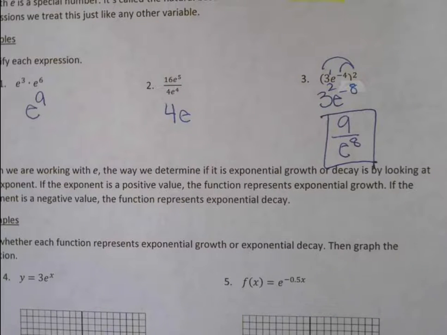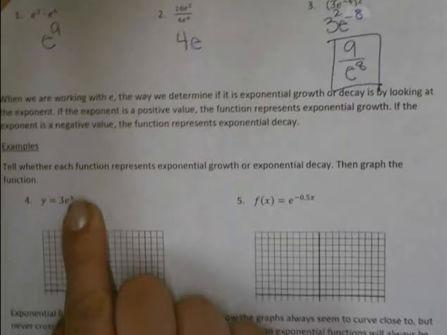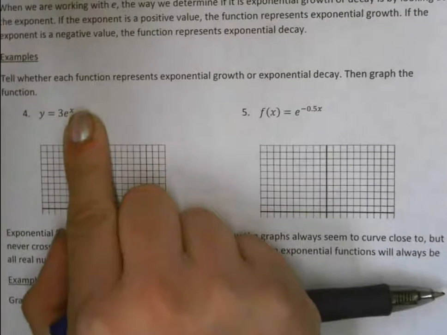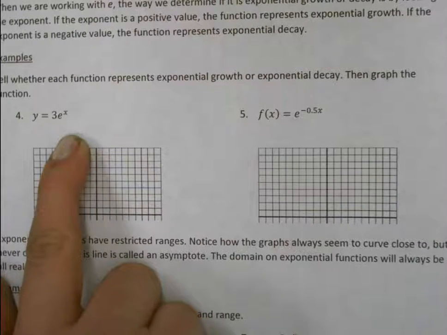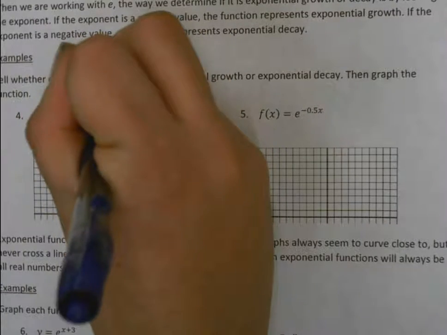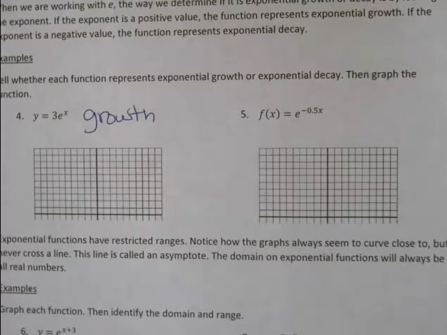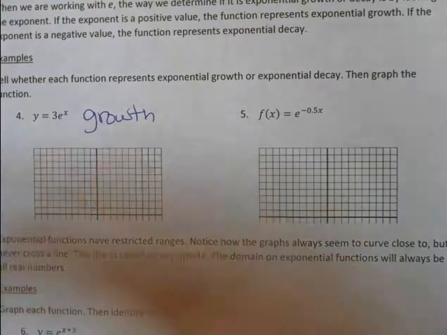So if we have e, the way we tell if it's exponential growth or decay is if we look at our exponent. If it has a positive exponent, then it's growth. If it has a negative exponent, then it's decay. So if I take a look, is number 4 going to be growth or decay? And why? Okay, so the exponent is not negative, it's positive. When the base is e, we look at the exponent.